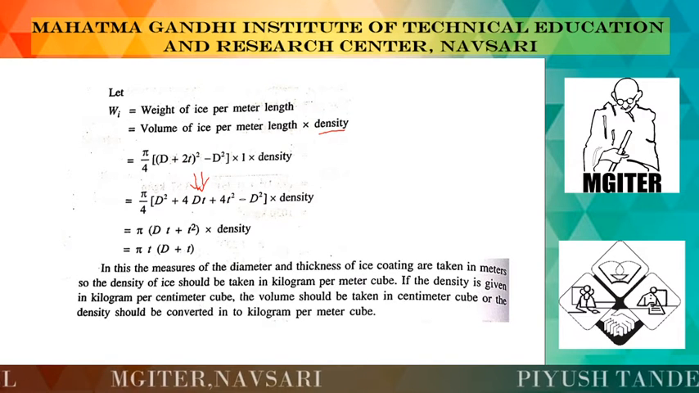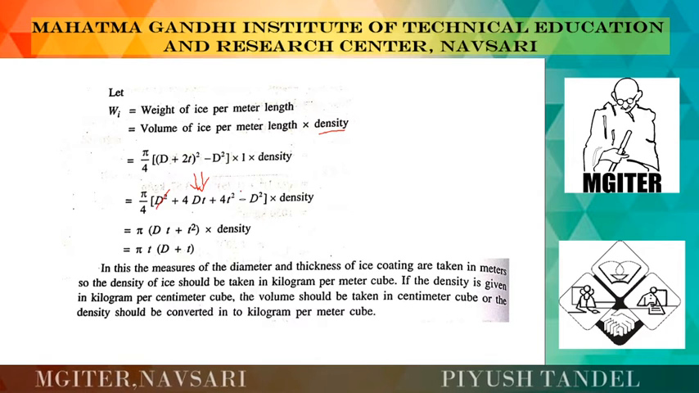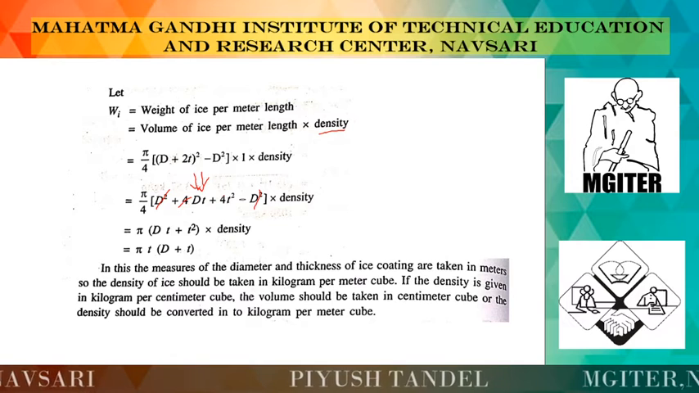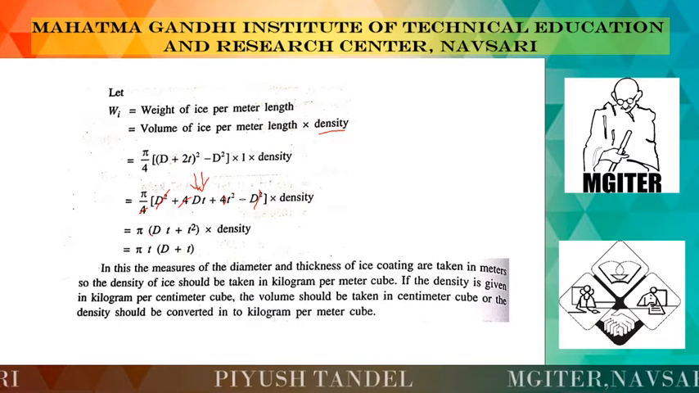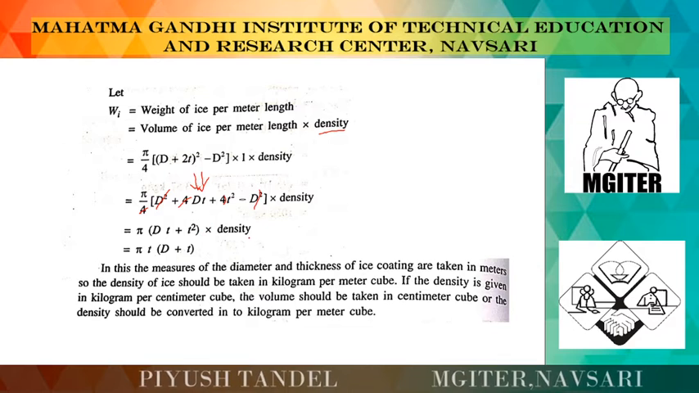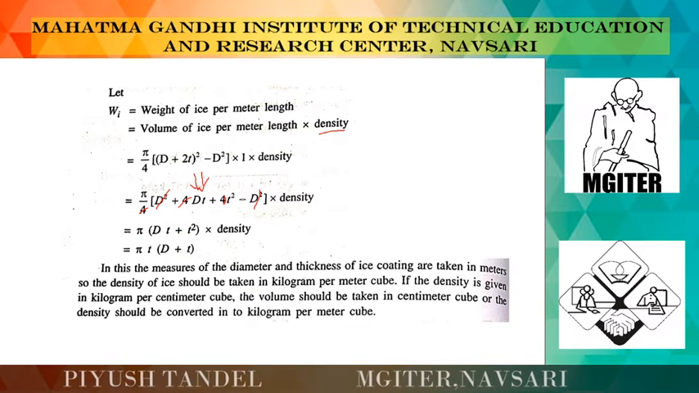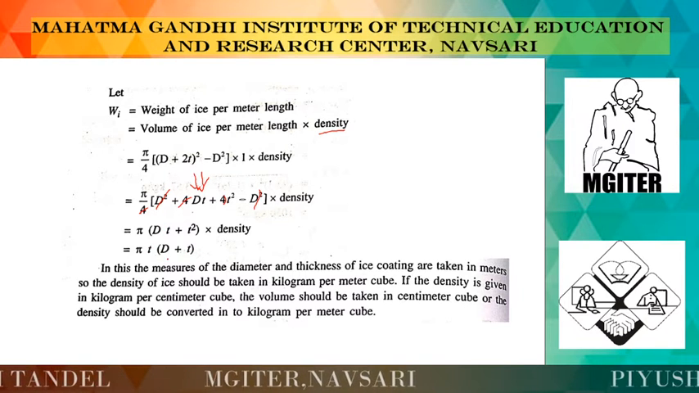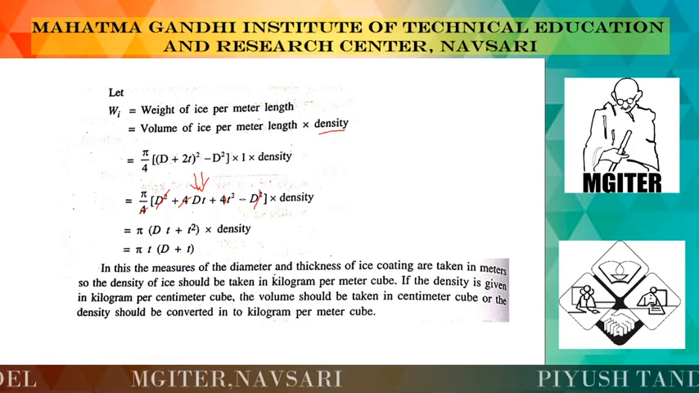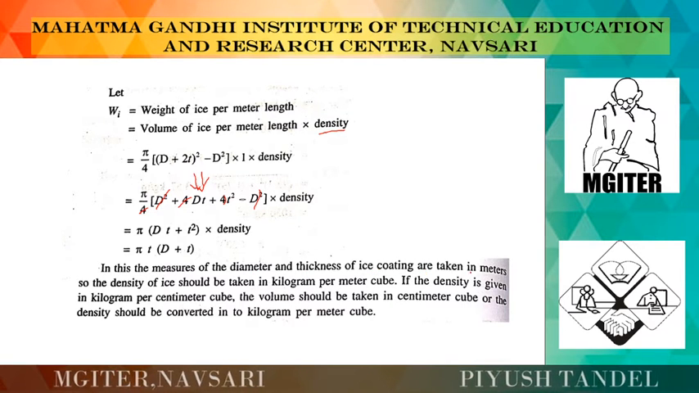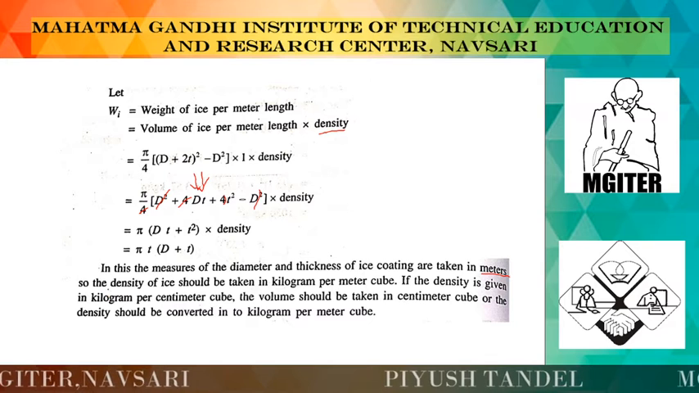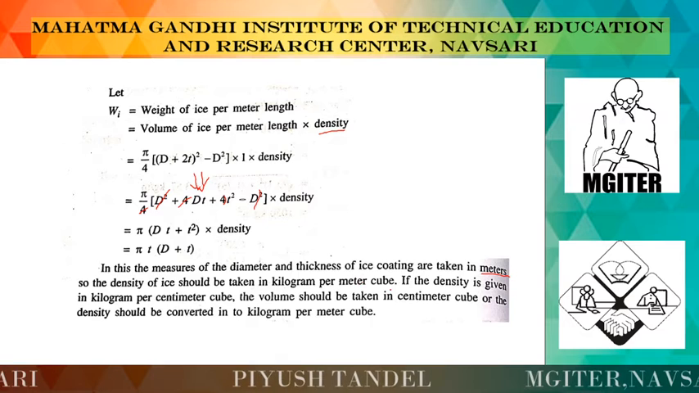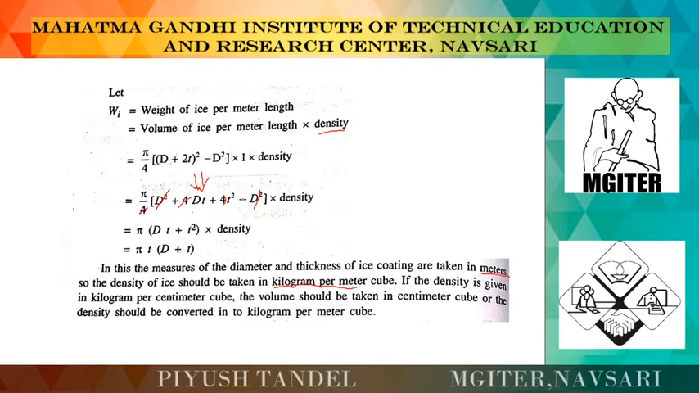If we simplify this equation, d square is going to be cancelled out, and we can take 4 common, and this 4 is also going to be cancelled out. So we get pi into (dt plus t square) into density. We can also write it, if we take t common, as pi into t into (d plus t) into density. The diameter and the thickness of the ice coating are taken in meters. The density of ice should be taken in kilogram per meter cube.